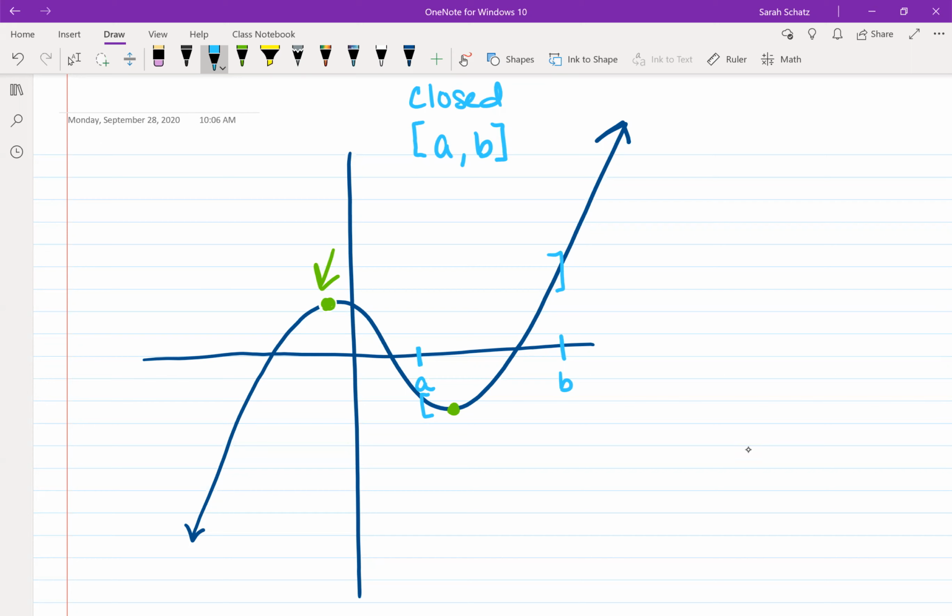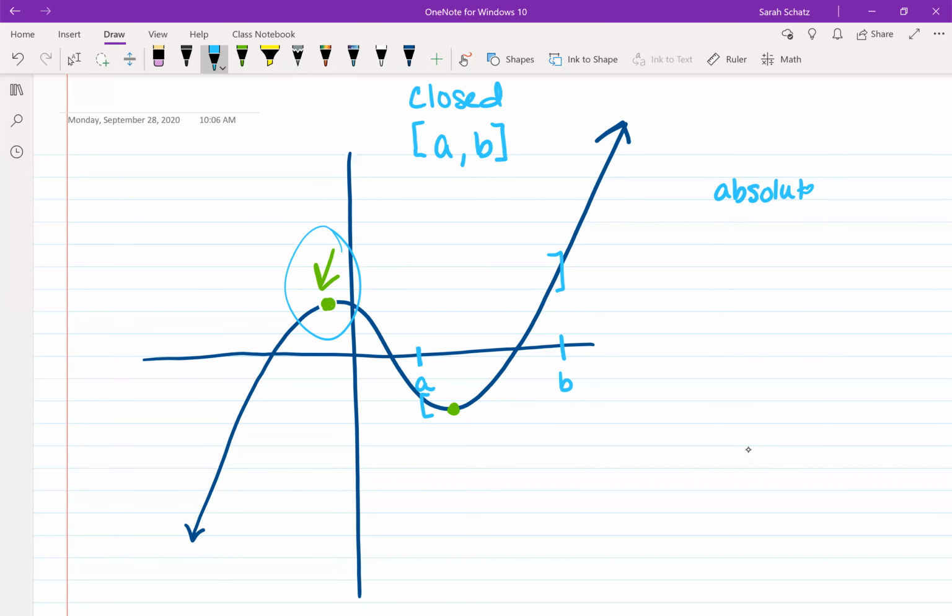So let's look at our closed interval from a to b. Just looking at a picture, I should be able to find the minimum and the maximum value on this closed interval. And you might say, well, my max is over here, so I don't have a maximum value on my interval. But because my interval is closed, I actually do. So we're going to be using min and max again today.